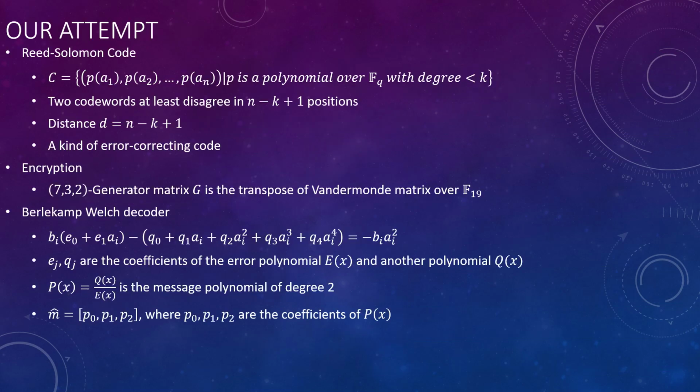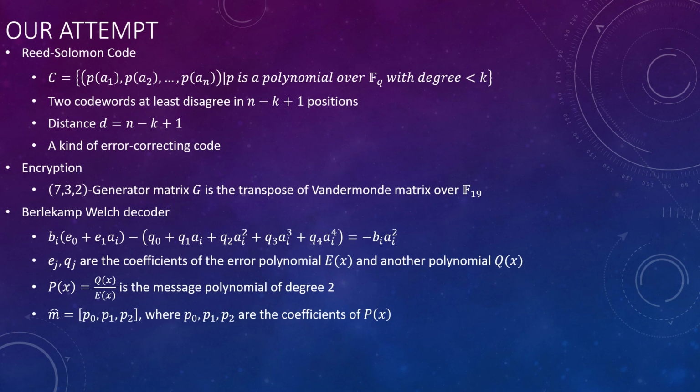So in our attempt, we first chose the Reed-Solomon code as our linear code, talked about on the last page, since the Reed-Solomon code has a simple generator matrix, which is the transpose of the Vandermonde matrix over a certain finite field. In our case, like I said before, we chose F19 as our finite field. The transpose of the Vandermonde matrix has each column being the coefficients of a polynomial. So it is quite simple.